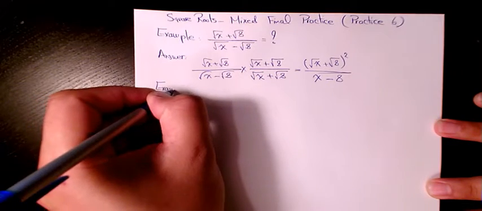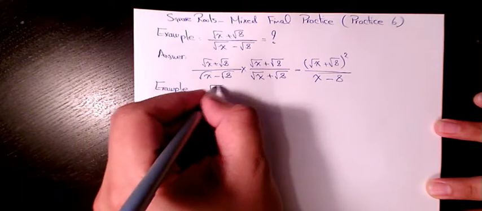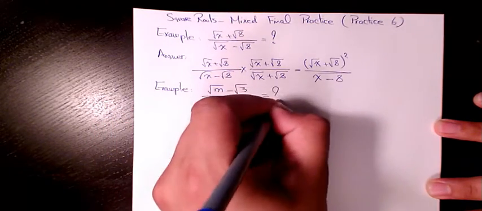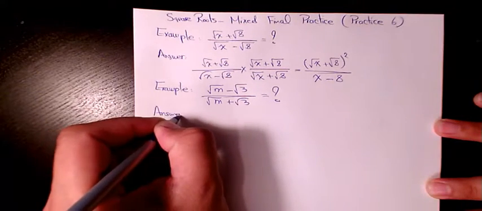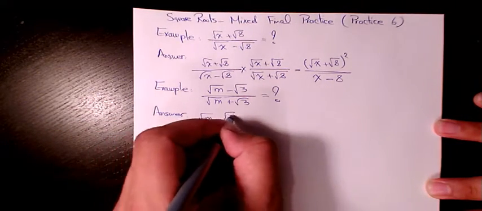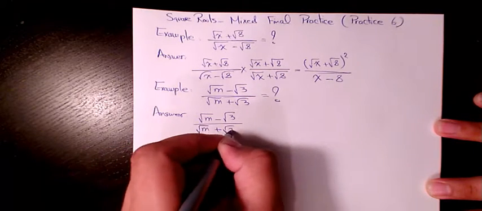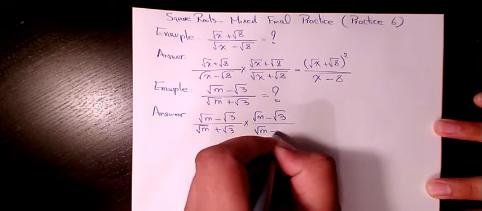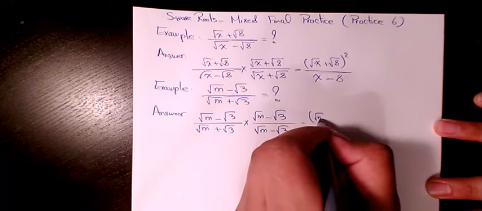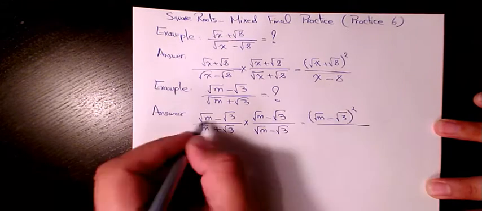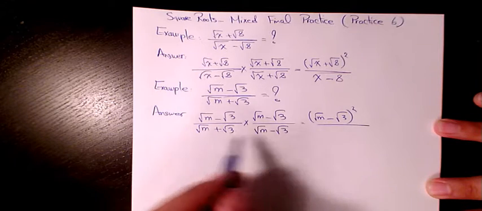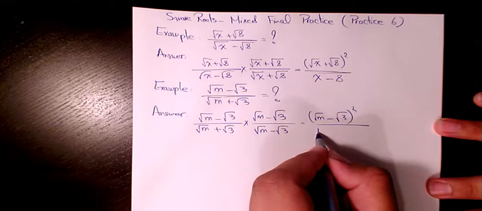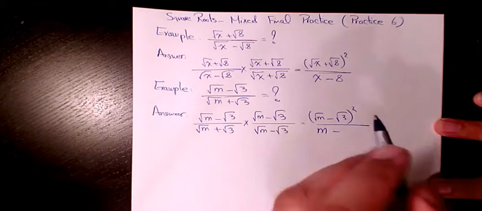Next example is root m minus root 3 divided by root m plus root 3. The answer is root m minus root 3 divided by root m plus root 3 times the conjugate of the denominator, which is going to be root m minus root 3 to the power of 2, because both of them are the same. Here, the conjugate, we're going to have difference of squares. Root m times root m, or root m to the power of 2, is just m, and root 3 to the power of 2 is just 3.